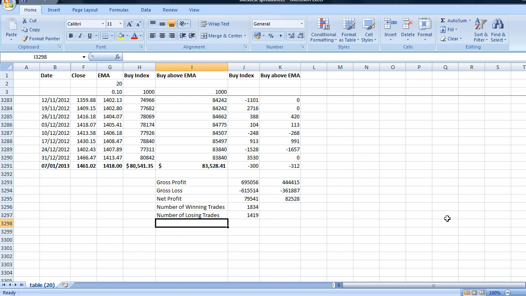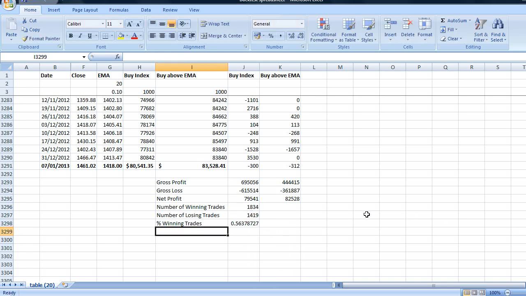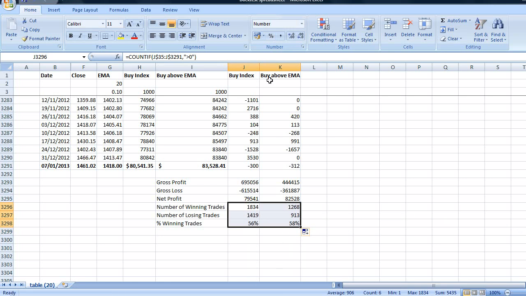Okay, we might want to know the percentage of winning trades in a strategy. It's always good to know. So for this one, we put equals the winning trades divided by the total of winning and losing trades. Let's put that as a percentage. And we can see that the buy and hold is 56% winning trades. I'll copy that data across for strategy 2, buy above the exponential moving average. You can see that strategy is slightly more successful in terms of winning trades at 58%.